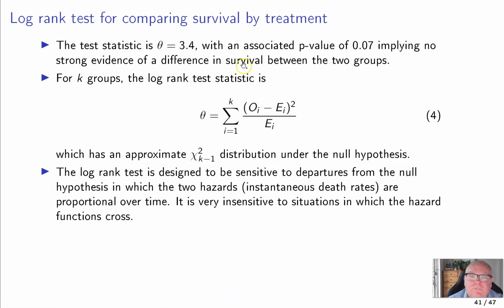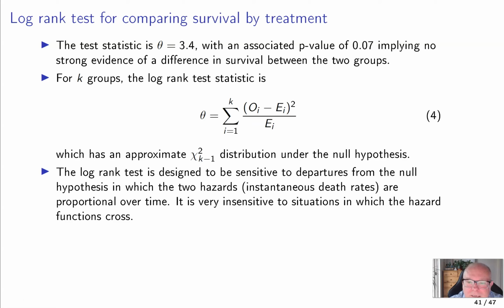So we don't reject the null hypothesis at the 5% significance level. What we can see is the p-value is 0.07. So there's no strong evidence of a difference in survival between the maintenance and the non-maintenance therapy.